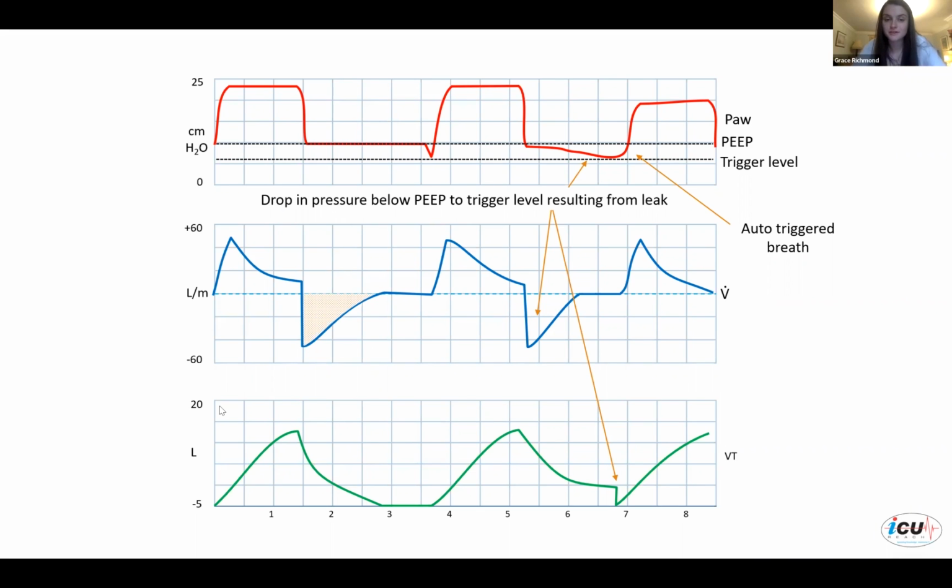Lovely, thanks very much for answering that question. Which mode do you prefer for air leak? As I said, it doesn't matter as long as you understand the consequences of that mode of ventilation. But I use volume control because I like to control the volume that I'm putting in.